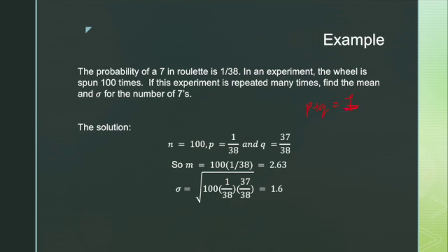So to find the mean, I would take 100 times 1/38. That gives me 100 divided by 38 as my mean, which is 2.63. My standard deviation would be the square root of n times p times q, and for that I get 1.6.